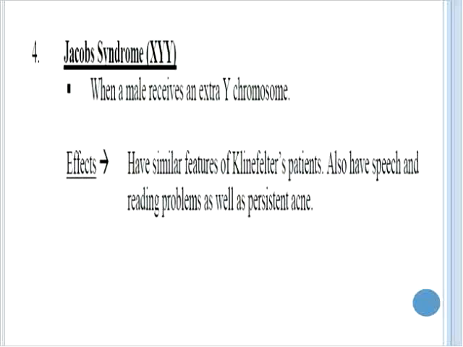Jacob's syndrome, or XYY, is caused when a male receives an extra Y chromosome. The features are similar to Klinefelter's, but they also have speech and reading problems as well as persistent acne.